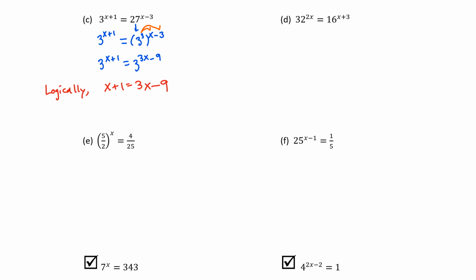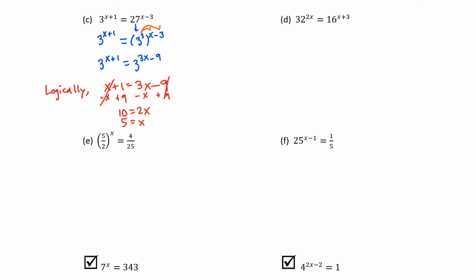We're making an observation. If the bases are the same, then the exponents must also be the same. This leads us to a very simple linear equation. We can solve. I'm going to collect my x's over here on the right side so that I'll have a positive coefficient. I'm going to add 9 to both sides. So we end up with the equation 10 equals 2x. Dividing both sides by 2, we get the solution x equals 5.